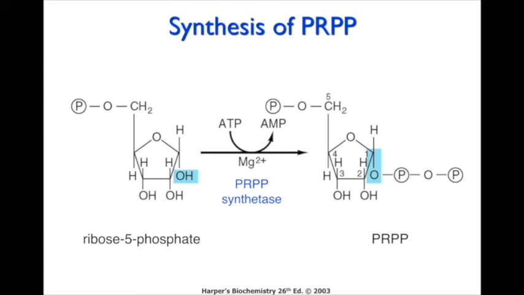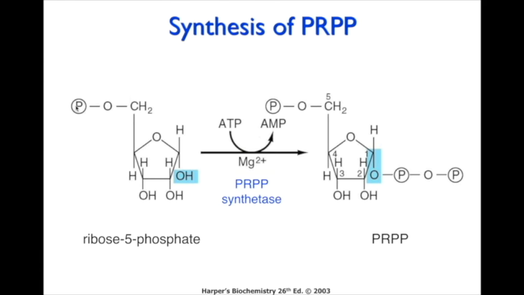So this is the synthesis of PRPP, phosphoribosyl pyrophosphate. The enzyme that catalyzes this reaction is PRPP synthase. And notice ATP is used in this reaction, and ATP supplies this pyrophosphate here, which has high energy, and it's the hydrolysis of this later on that drives the reaction forward.